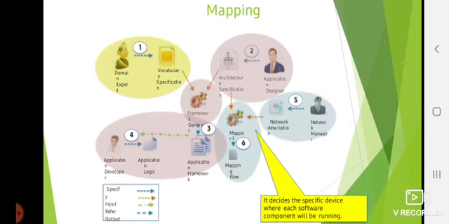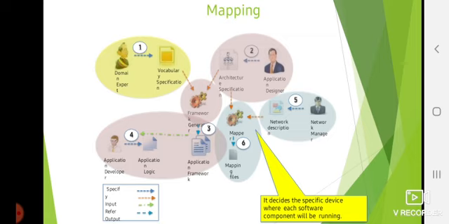The mapping consists of 6 steps. The first step is that the domain expert refers to the vocabulary specification and the application designer specifies the architecture specification. Both are combined in the framework generator. Then the framework generator produces the application framework. The application framework is given to the application developer. Then the application developer specifies the application logic.